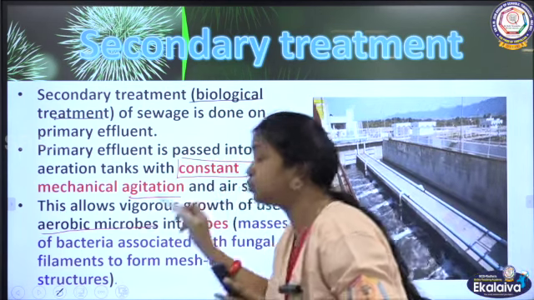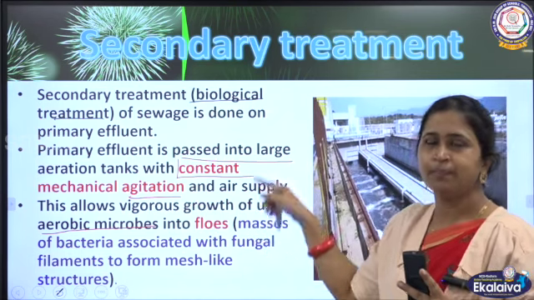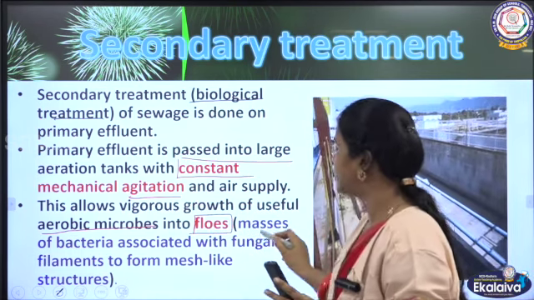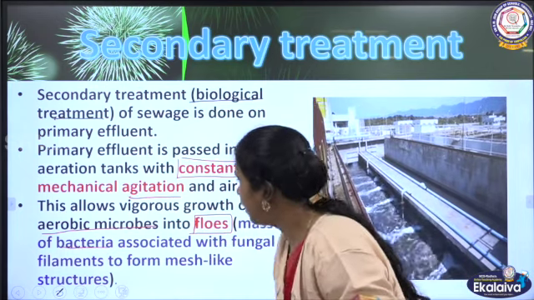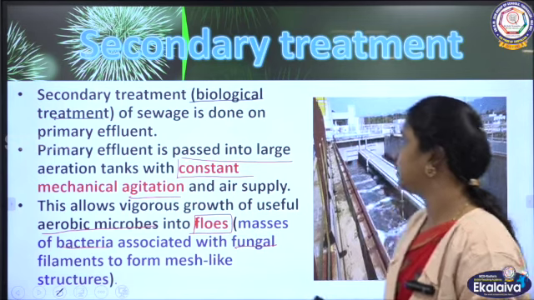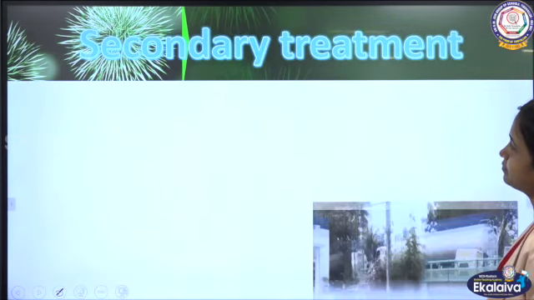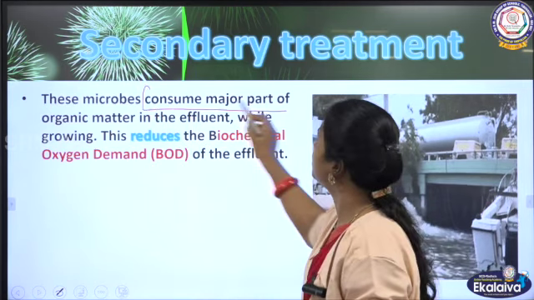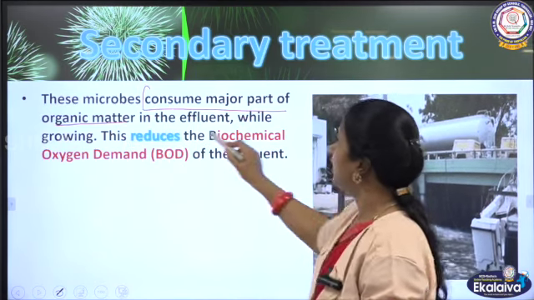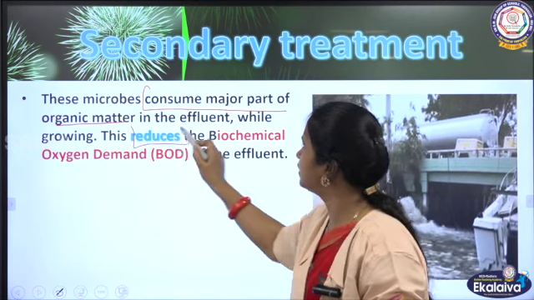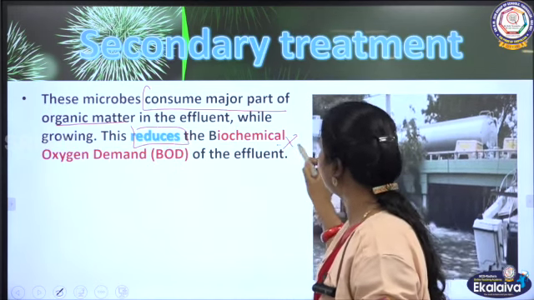Note down the term because two microbes are going to be there. This is the aerobic microbe, and that will become flocs. It is nothing but bacteria with fungus. That association you call flocs. Next, what happened after that? The microbes consume the major part of the organic matter in the effluent, and they start growing. It reduces another important thing, BOD.